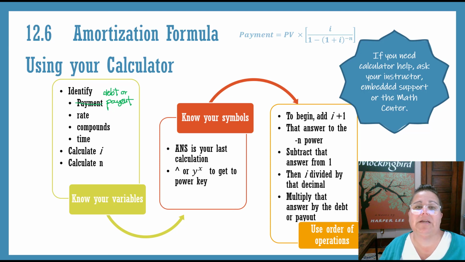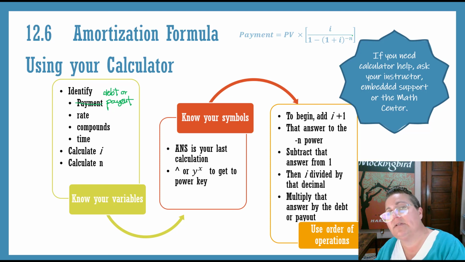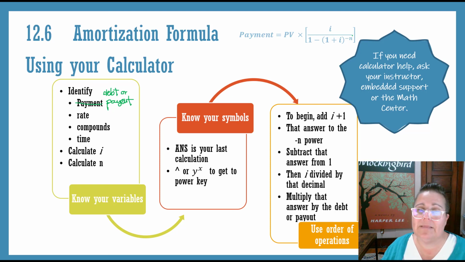In the order of operations, you will start with the furthest in parentheses, the 1 plus I first. You will find that answer and raise it to the negative n power. You will need to find a way to record that number, either in your memory of your calculator or write down the digits. Don't skimp, write them all down. Then do 1 minus that long decimal. Again, don't skimp. And write that down.